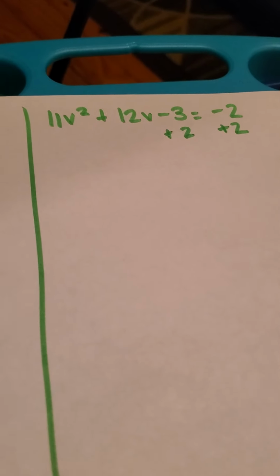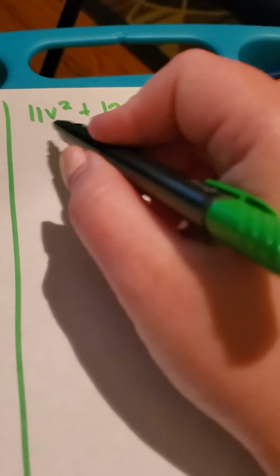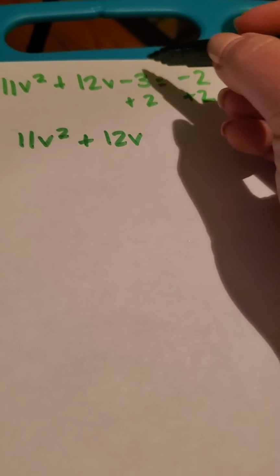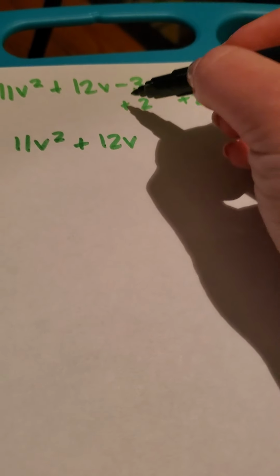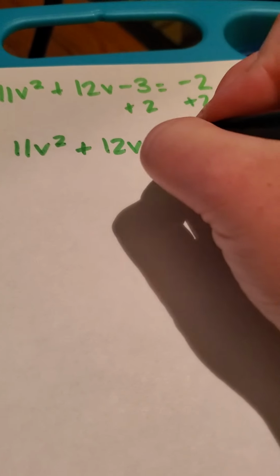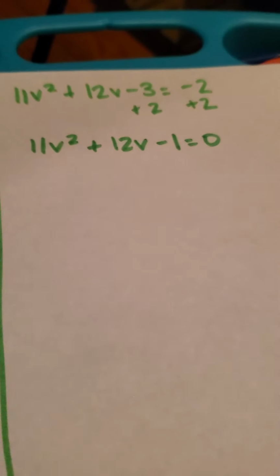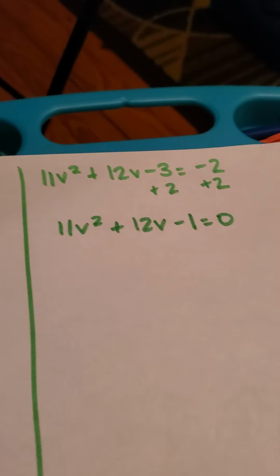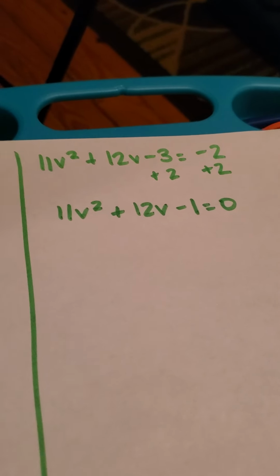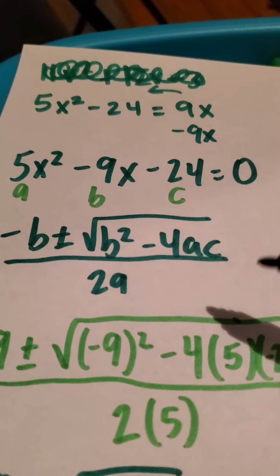So I can go ahead and rewrite this because it's not going to change. 11v squared plus 12v. And then this is what is going to change. So a -3 plus 2 gives me a -1. Once I have it set up like that, I'm ready to use the quadratic formula again. So that is right here.